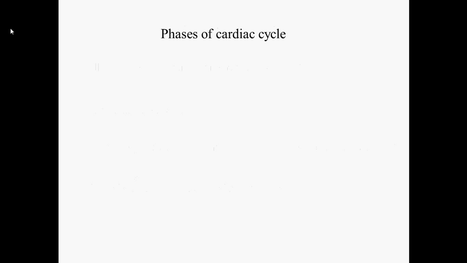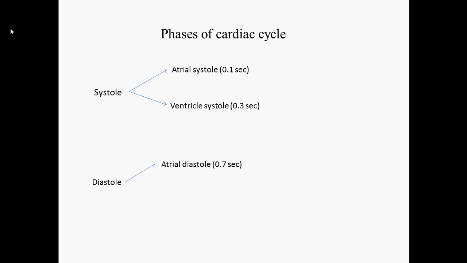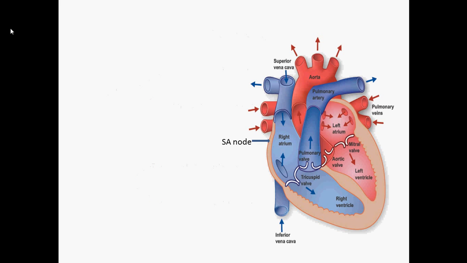Now what are the phases of the cardiac cycle? The cardiac cycle has two phases: systole, the contraction, and diastole, the relaxation. Atrial systole 0.1 seconds, ventricular systole 0.3 seconds, atrial diastole 0.7 seconds, ventricular diastole 0.5 seconds. Now we are going to study these systoles and diastoles, the atrium and ventricle, separately, and in my presentation I have tried to explain it with some animation effects, so please take note.